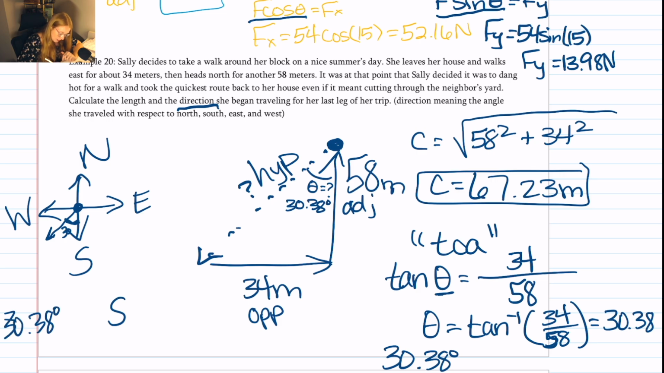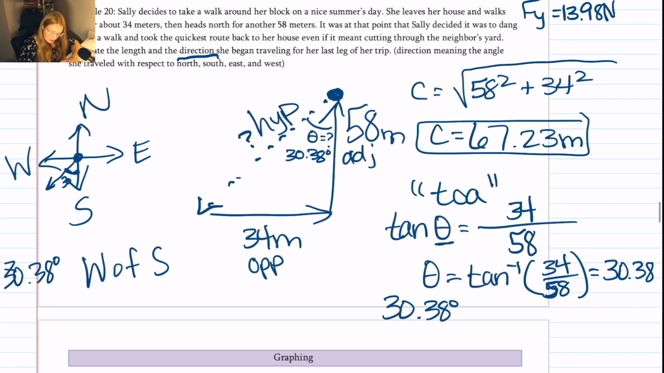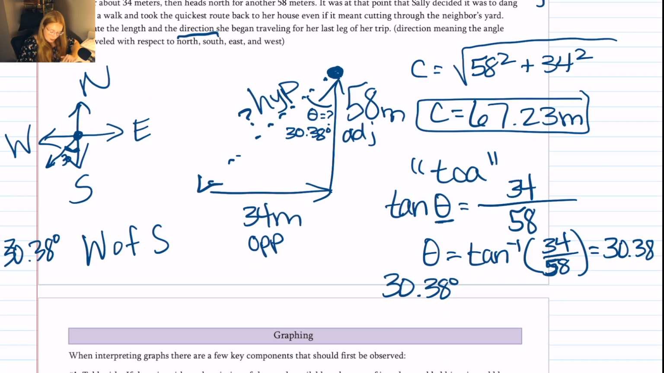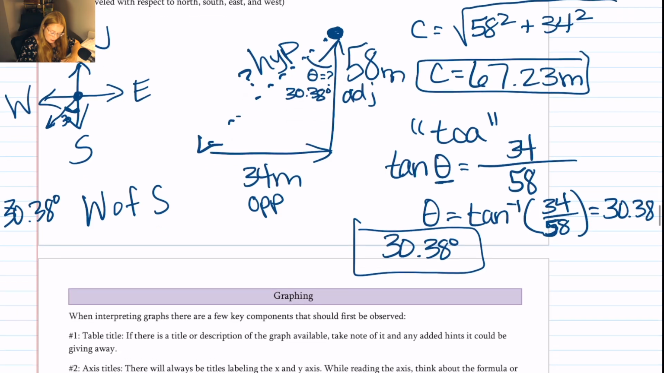30.38 degrees towards the west of south, which is kind of bizarre because usually you say southwest or northeast or something like that, but that's how you do it. It's going 30 degrees towards the west of south. Okay, but really the main point of that is get the degrees, which we did, 30.38.